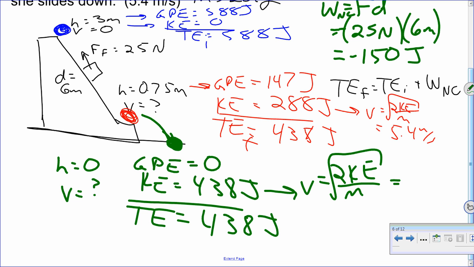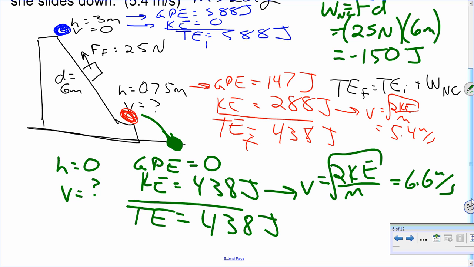Notice, that's a projectile problem, isn't it? And this is way easier to solve than using components and all that garbage, right? So anyway, you plug this in, you get 6.6 meters a second.